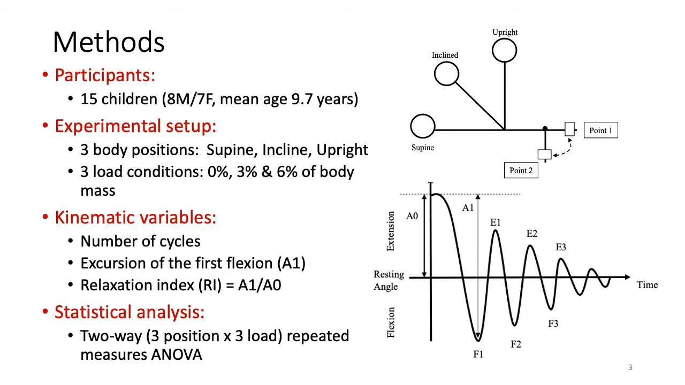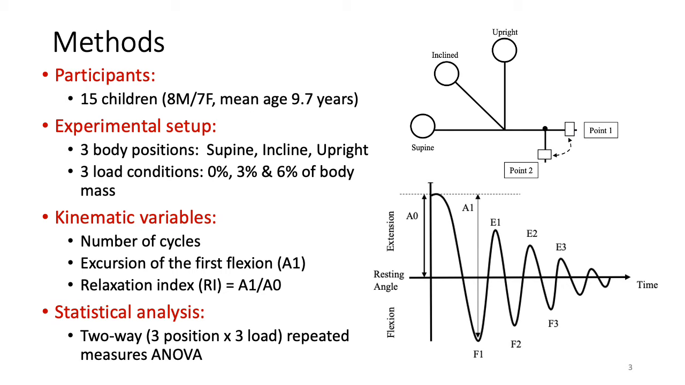3 body positions were included: upright, supine, and an inclined position with a 45-degree angle with respect to the horizontal. A back support device was used for the upright and inclined positions to ensure the subjects maintained the correct posture. 3 load conditions were used, equaling 0, 3, and 6% of each subject's body mass.